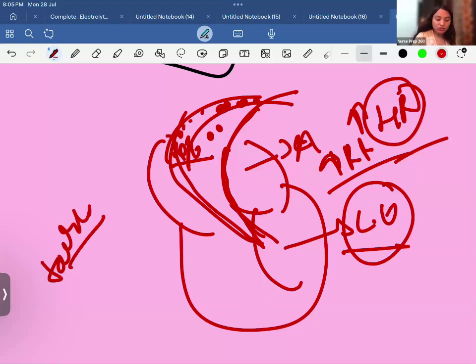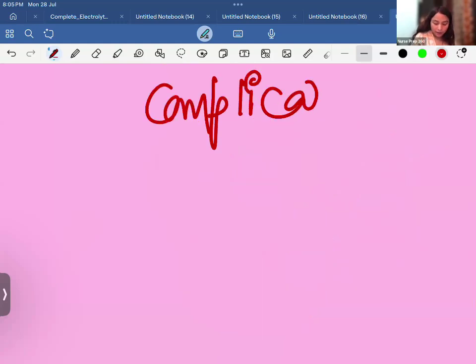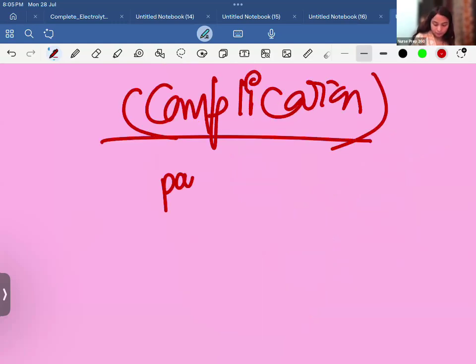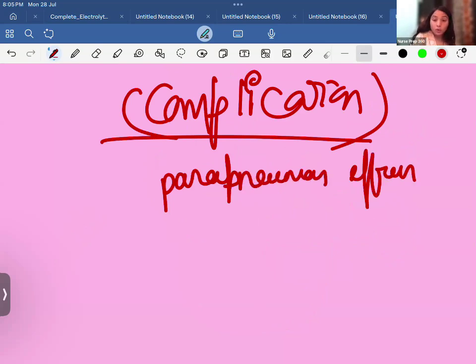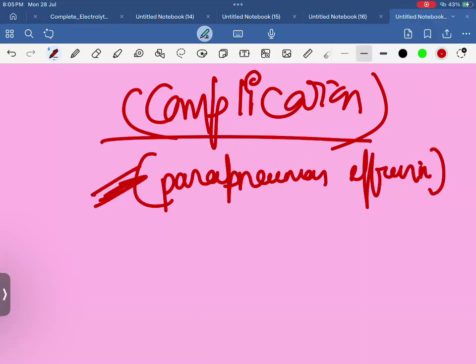Okay. Can we just straightforwardly move to the complications? So the complication is parapneumonic effusion. You will go home and study about this topic. Okay, what is effusion? Second thing is empyema.